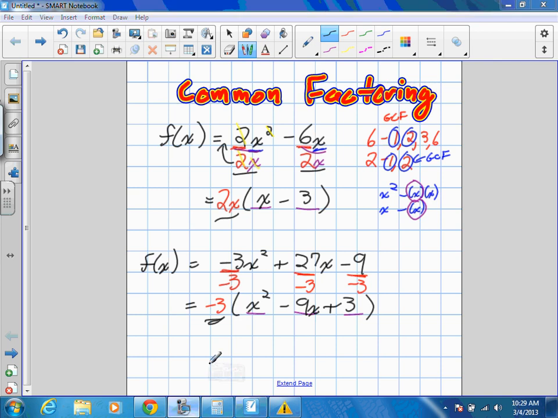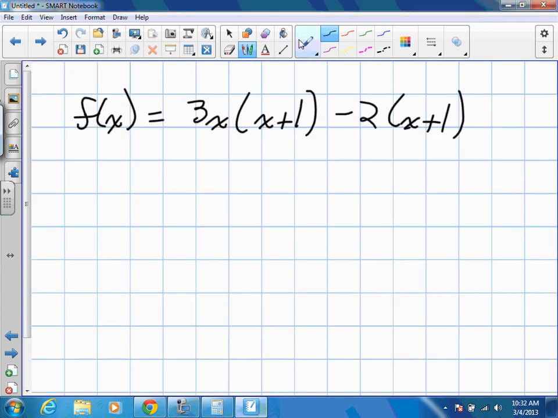Okay, common factoring, our third example here. This is very different looking from what we had. I've got two brackets here and I'm not quite sure what to do. What I'm going to notice is that each of these brackets is the same. So there are two ways we can go about this.